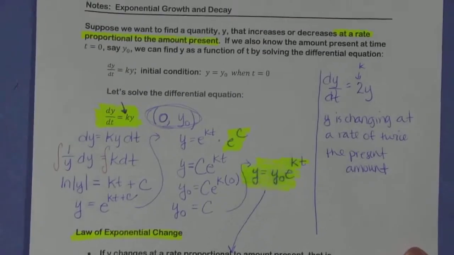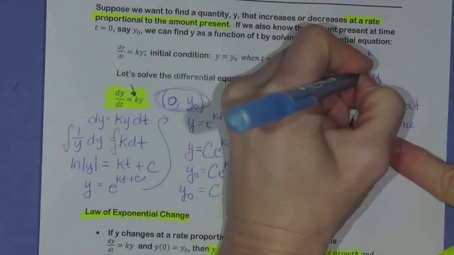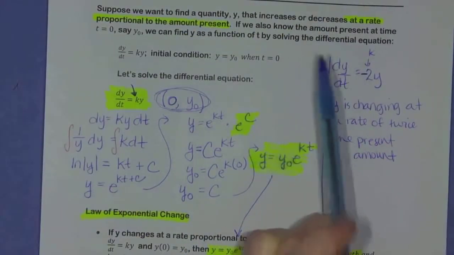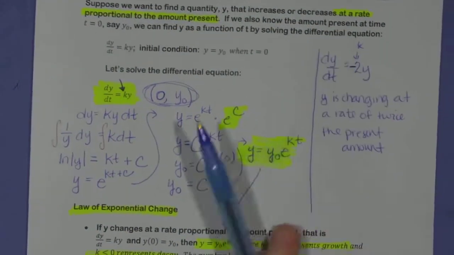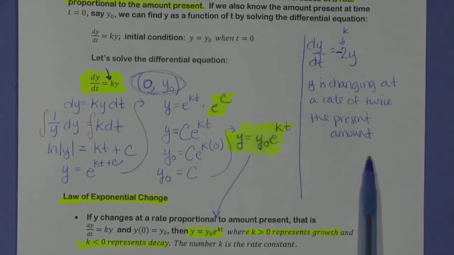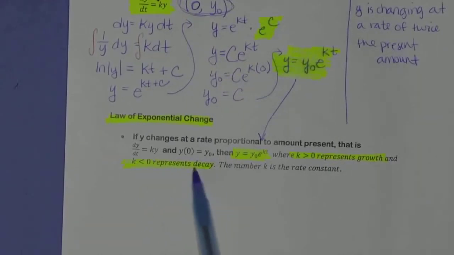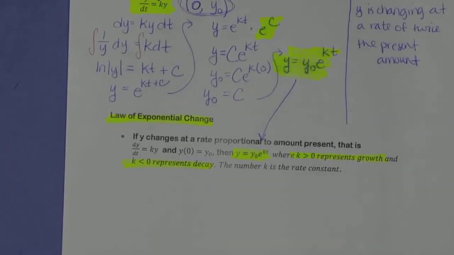So, like my example above, if your k is less than 0, say you had dy/dt equals negative 2y, then y would be decreasing at a rate of twice the present amount. So negative represents decay or non-growth. Okay, so let's get into some examples.